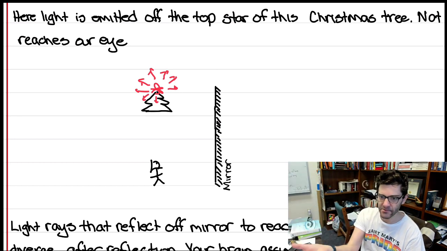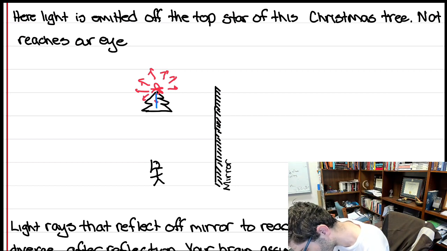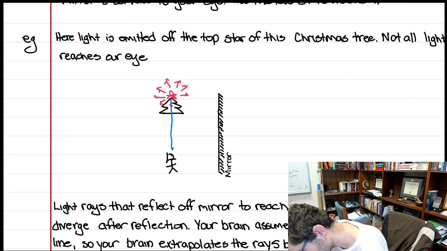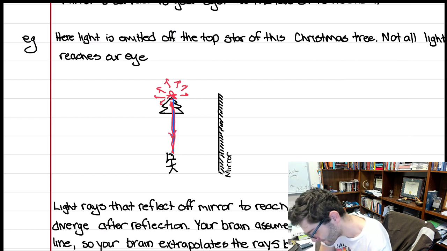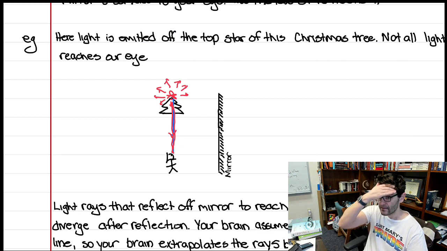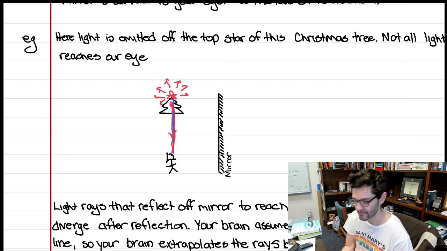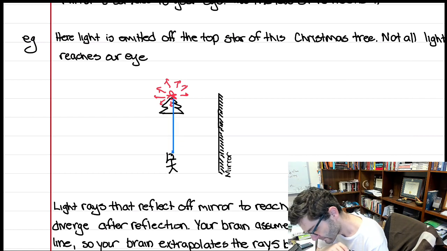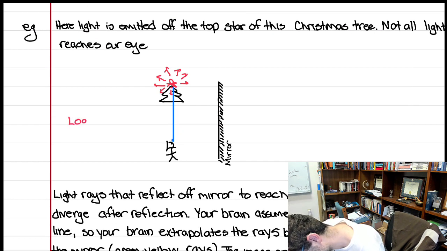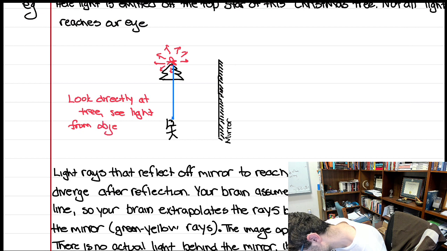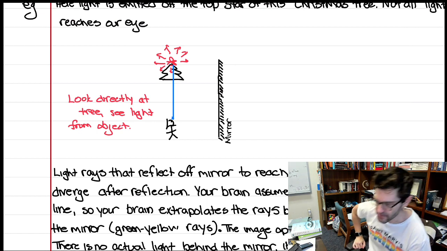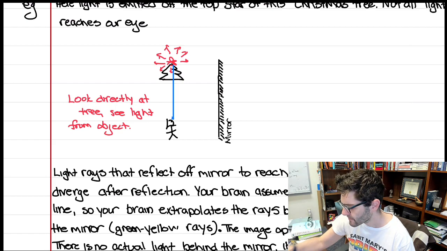Now, in order for us to see it, some of those rays of light have to eventually make it to our eye. So, of course, I could look directly at the tree. And in that case, there is going to be a ray of light that is heading towards our eyeball. So if we just look directly at the tree, there are some rays of light that are eventually traveling towards our eye. We see the star there. Therefore, you see the light from the object, and your brain assumes, okay, there's a tree in that direction, because that is where the light is coming from.